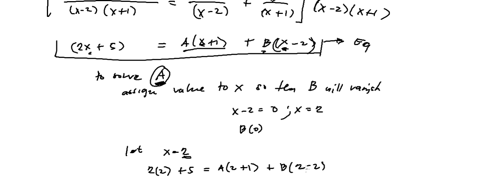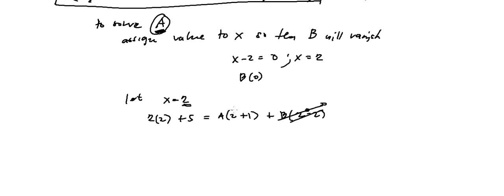As you can see here, 2 minus 2 is 0, and b multiplied by 0 is just 0. So our only unknown here is the constant a. So from here you can now solve a, which is equal to 3.